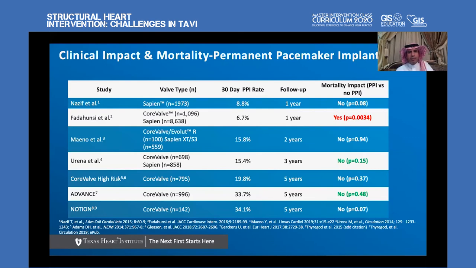The clinical impact on mortality of permanent pacemaker implantation. Mortality related to permanent pacemaker implantation varies to a certain degree, but in most of the publications we do not necessarily find evidence of mortality related to the pacemaker implantation, except for one study that includes a large number of patients, and you can see the great majority of patients received balloon-expandable valves. So there are multiple studies that did not show a significant impact. However, this becomes very important for younger patients as we move to lower-risk patients who need TAVR, and what might happen after a longer time of follow-up might become an important aspect. Next one, please.